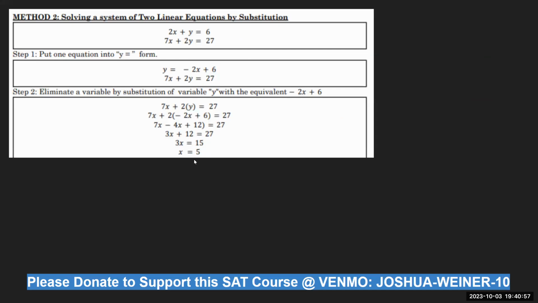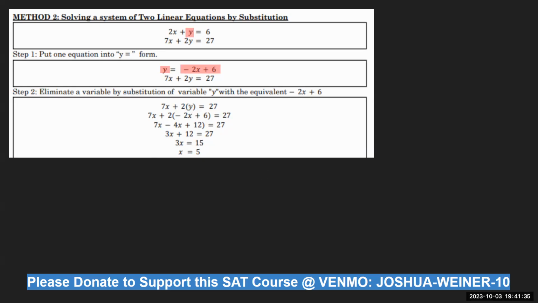Right. The next method that you need to review when getting ready for the SAT, that's always one of the questions, is the substitution method. Here, I'm giving you a different system of equations: 2x plus y equals 6, and 7x plus 2y equals 27. Here, we'll take equation number 1 and put it into y equals form. I'll highlight it in red, so again, you can see it. We have y equals negative 2x plus 6, meaning we isolated for y only in equation number 1. Equation number 2 is still the same.